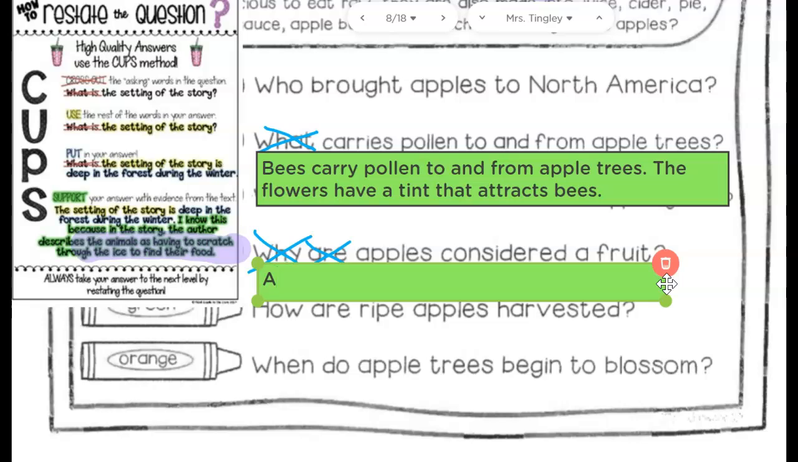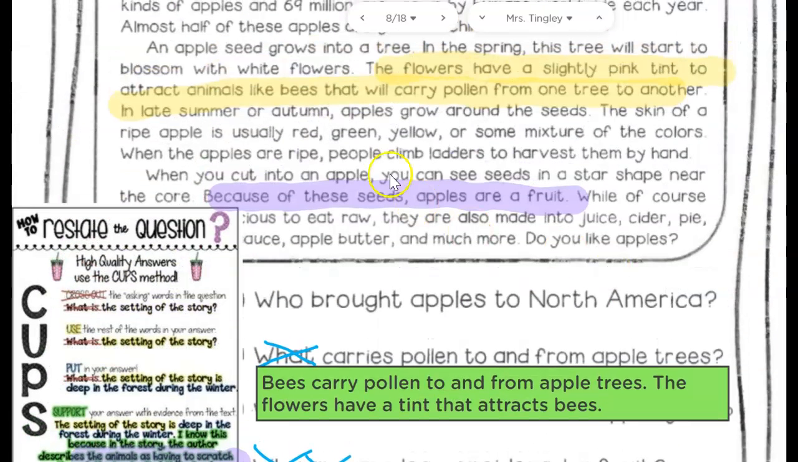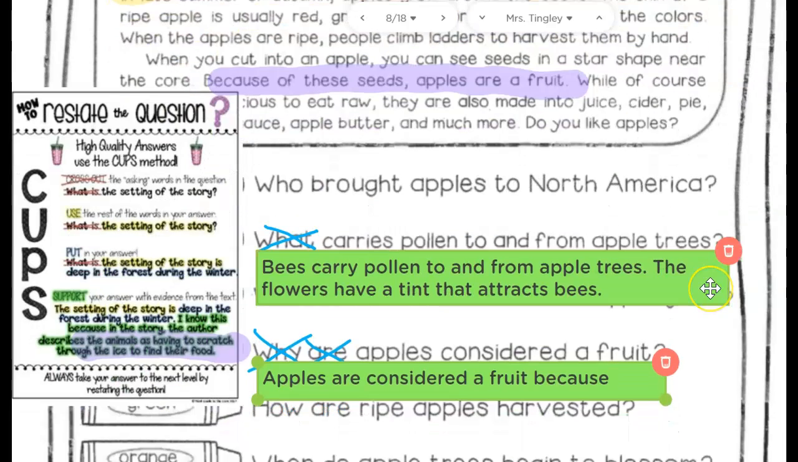In why questions, you will always use because. Apples are considered a fruit because, and I can go back and find my evidence, they have seeds.